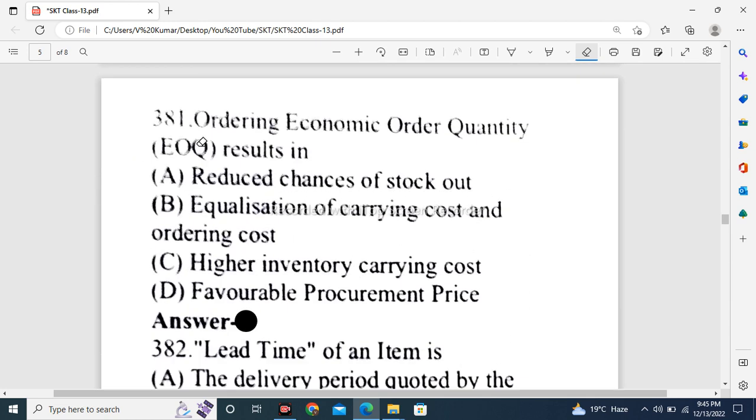Next, ordering economic order quantity, EOQ, results in... What is EOQ? Answer is B, equipment of carrying cost and ordering cost. What is EOQ? Economic of carrying cost and ordering cost.